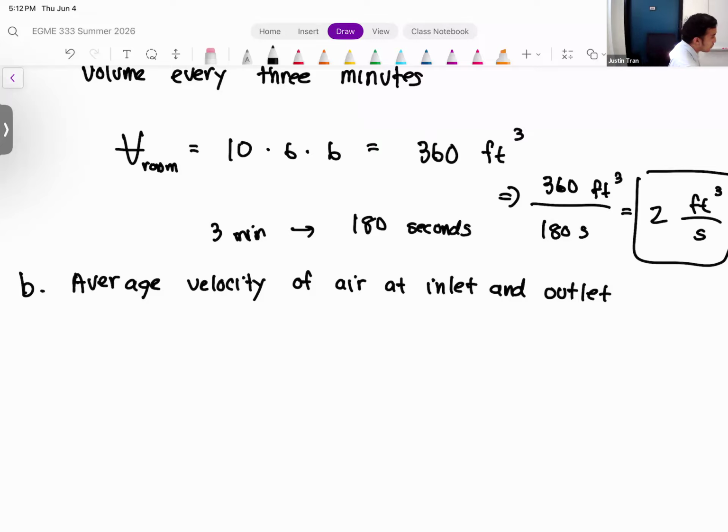So let's now apply our Reynolds transport theorem to this problem. We technically don't need it. Just by knowing that we have a single inlet and single outlet, we actually have everything that we need. But it's good practice to apply Reynolds transport theorem.